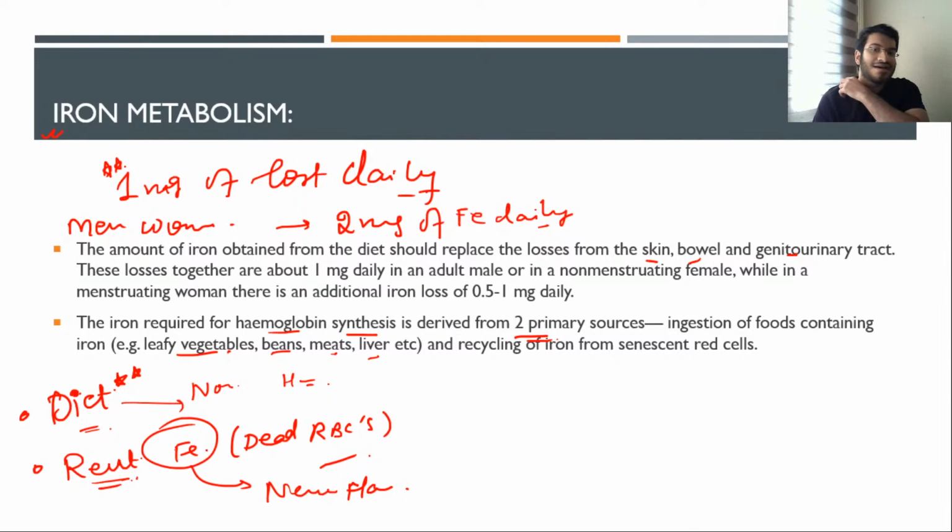We have talked about that our body loses around 1 mg of iron daily, and if the woman is menstruating, then an additional 1 mg loss daily is there, right? So first of all you have to compensate for these losses, and then you have to replenish the stores. The iron required for hemoglobin synthesis is derived from two primary sources: ingestion of food containing iron or the senescent RBCs. So senescent RBCs are also a source of iron.